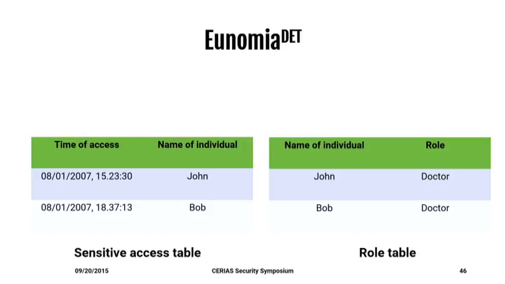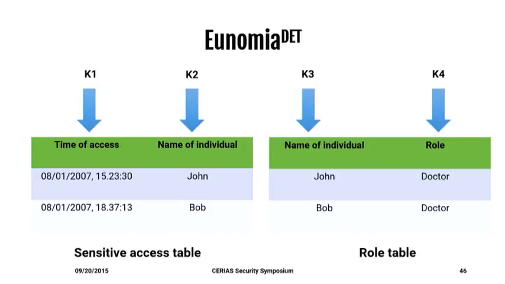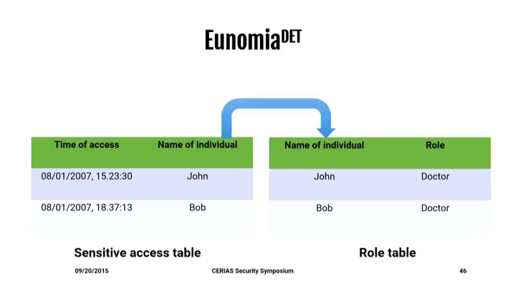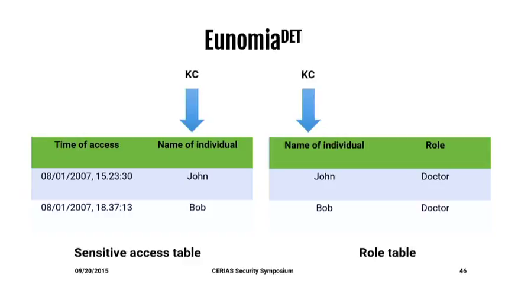So how do we encrypt tables with Eunomia Det? Every column is encrypted with a single key, deterministically. Deterministically means the same IV, the same initialization vector. So if I have the same key and I encrypt John twice, it would give the same ciphertext, okay? With one restriction: if two columns are checked for equality, I know that from the policy, then they will be encrypted with the same key. Then I can compare them, because John's ciphertext is going to be the same. So I can check equality.